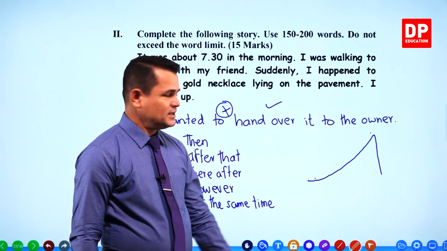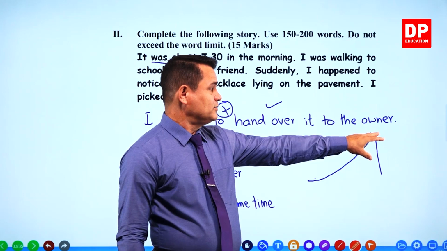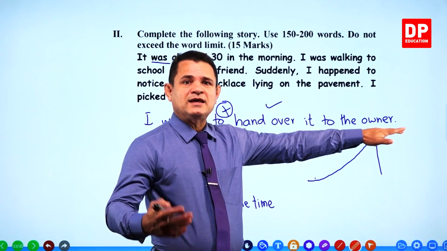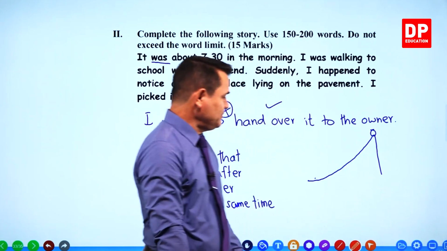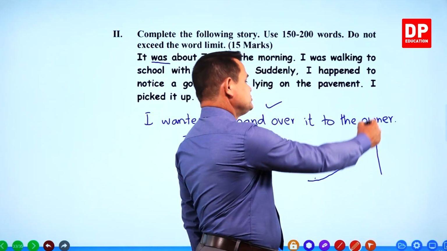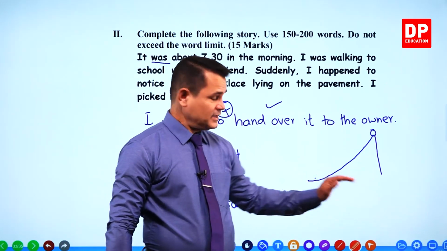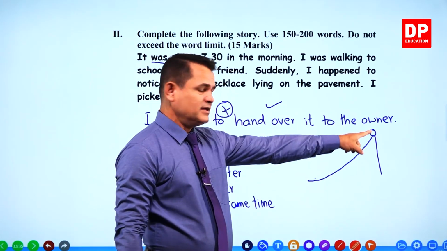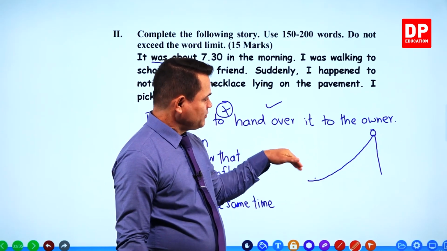Then what happened? The owner came. I found the owner and handed it over, and the owner gave me a big present. That is the peak of the story. That is how you have to build up the story. Then the story ends and it falls. It can be on the positive side: the owner gave you a present. Or it can be a falling side.